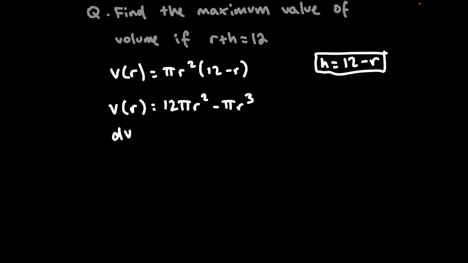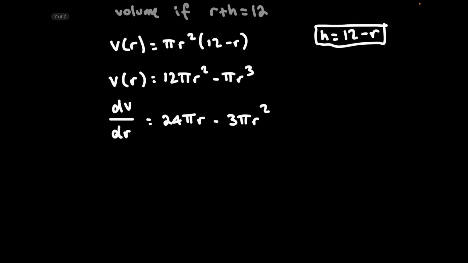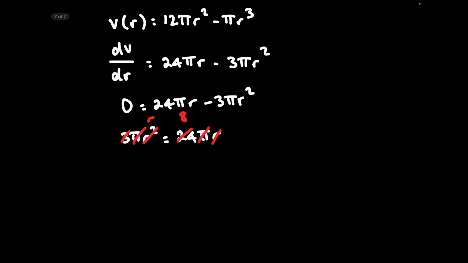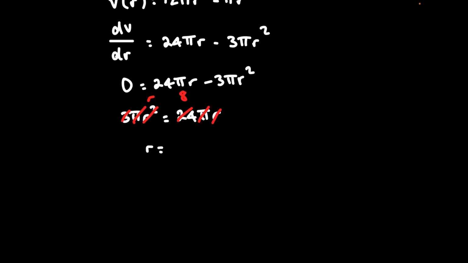So dV on dr, the derivative of volume with respect to the radius, is equal to 24 pi r minus 3 pi r squared. And if we have this, we need to find the stationary points. So that would mean that 3 pi r squared equals 24 pi r. We can cancel one set of pi's. We can cancel the 3's to leave an 8 here. And we can cancel out the r's to get an r here. So that just means r is equal to 8.